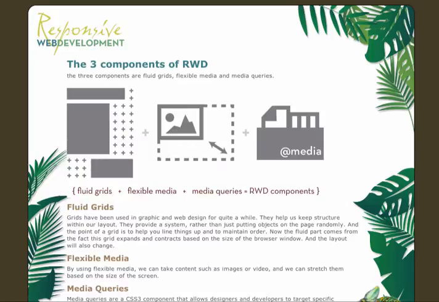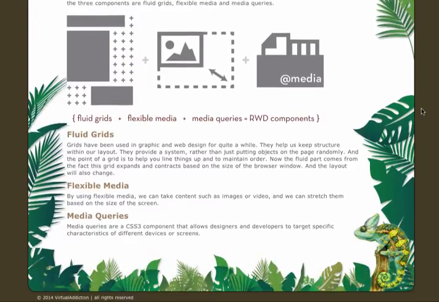The second component is going to be flexible media. When you use a fluid grid, you can't just put in static content like images or something like that, because then the images are going to break within the fluid grid. They're not going to scale naturally. So what we want to do is use flexible media, and what flexible media is going to allow us to do is use images and video, and they will stretch based on the size of the screen.